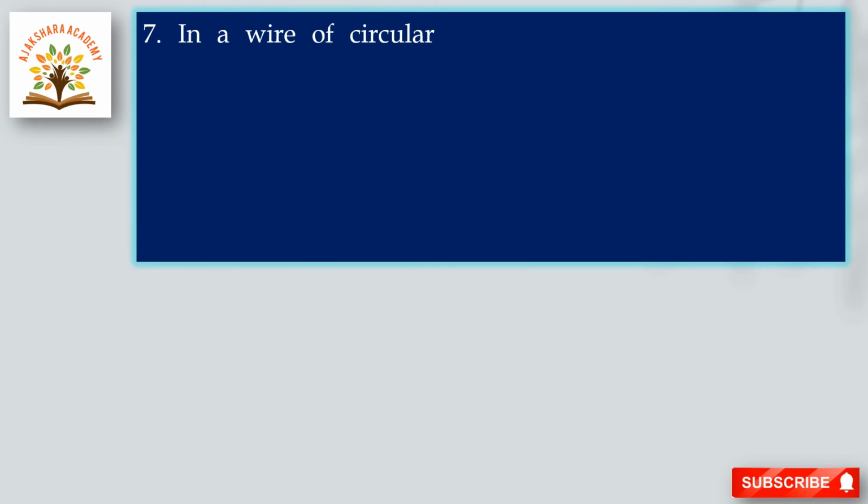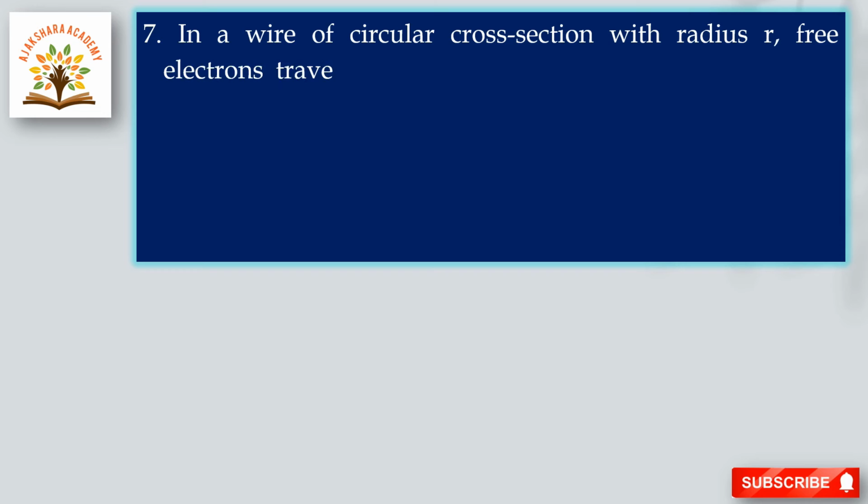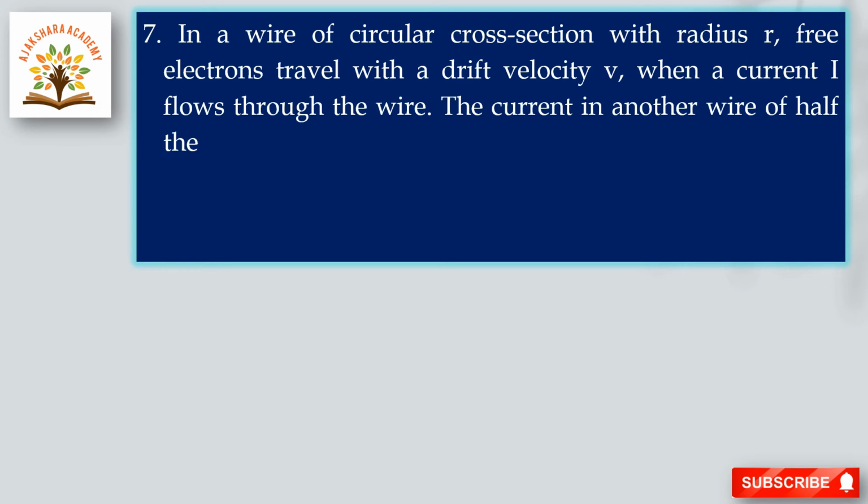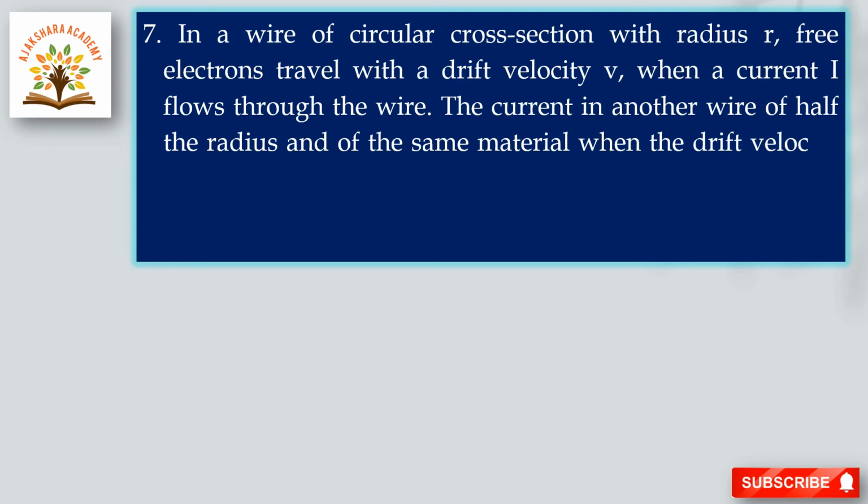In a wire of circular cross section with radius r, free electrons travel with a drift velocity v. When a current I flows through the wire, find the current in another wire of half the radius and of the same material, when the drift velocity is 2v. Now we have to calculate the current. Now let us go to the solution.